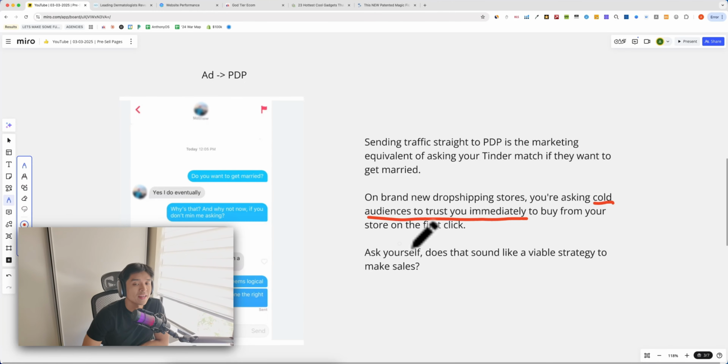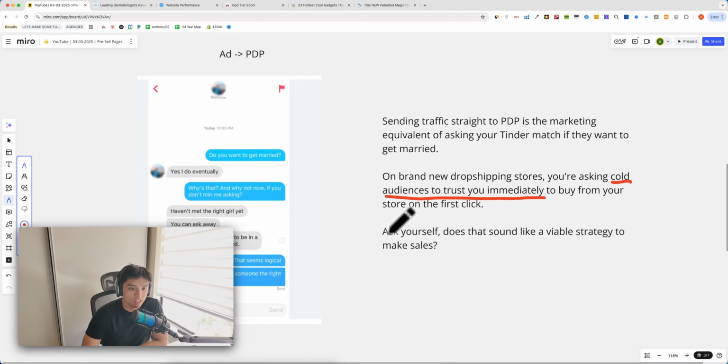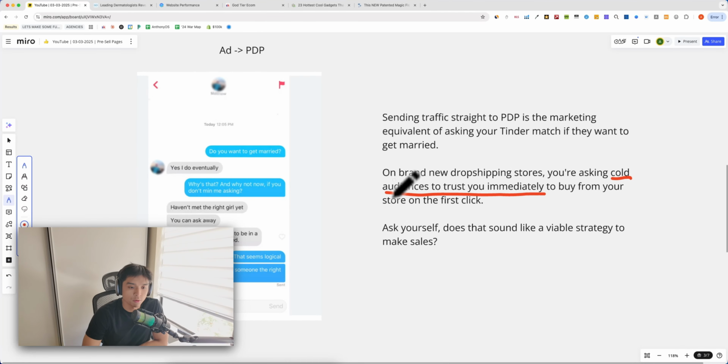Right? And it doesn't mean it can't work. It doesn't mean it doesn't work. It just means that if you're not seeing success with a product, it's usually going to come down to A, not having the right product, but B, trust. Trust is one of the most valuable things that you can have as a dropshipper. And it's something that pretty much everyone in this space completely neglects.